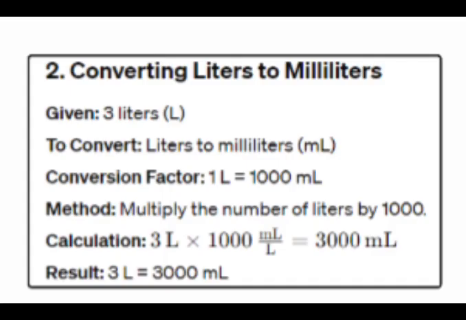Example number 2, we must convert liters to milliliters. We have a given of 3 liters. Liters to milliliters is how we must convert it. The conversion factor is 1 liter is equal to 1000 milliliters. The method is to multiply the number by 1000. In calculating, 3 liters multiplied by 1000 milliliters over liter, it is equal to 3000 milliliters. The result, 3 liters is equal to 3000 milliliters.